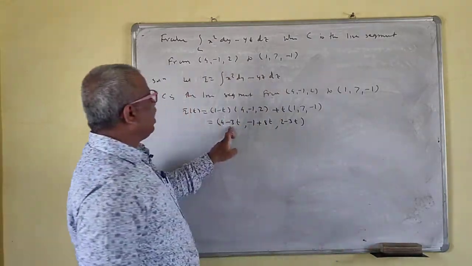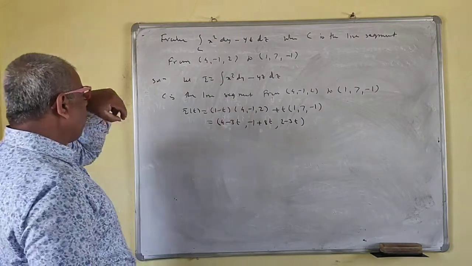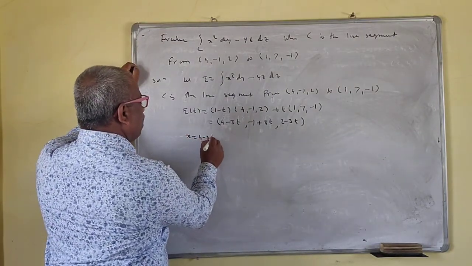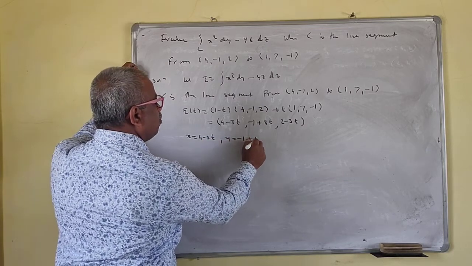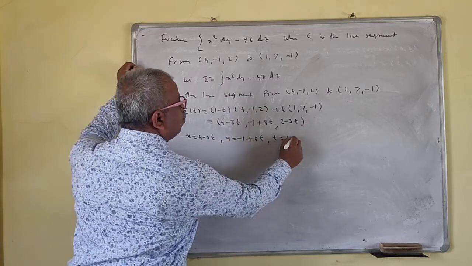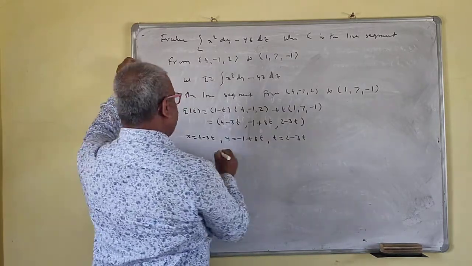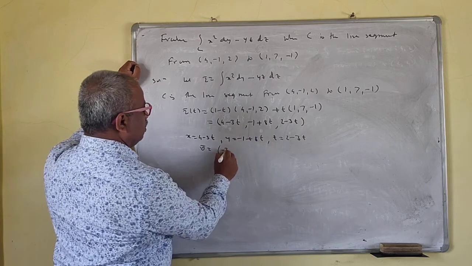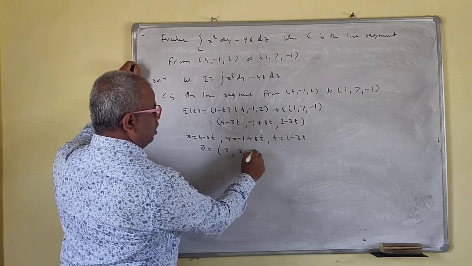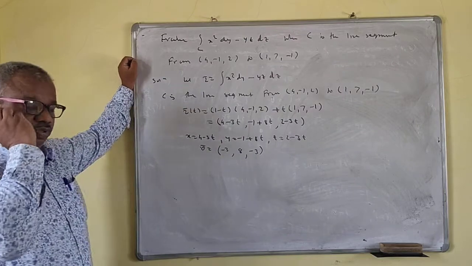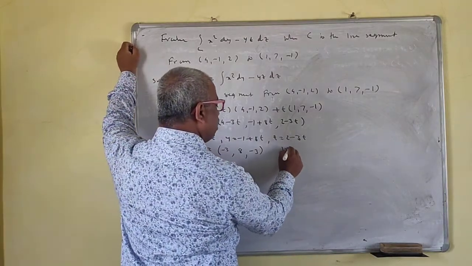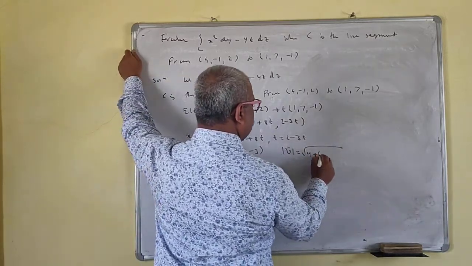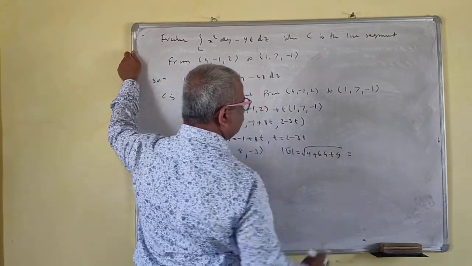Okay, so this is your x, this is your y, this is your z. So x is equal to 4 minus 3t, y is equal to minus 1 plus 8t, z is equal to 2 minus 3t. Okay, so what is your v bar then? Your v bar, you have to differentiate this. This is minus 3, 8, minus 3. This is your v bar. What is your mod v bar then? Mod v bar is root of 9 plus 64 plus 9.